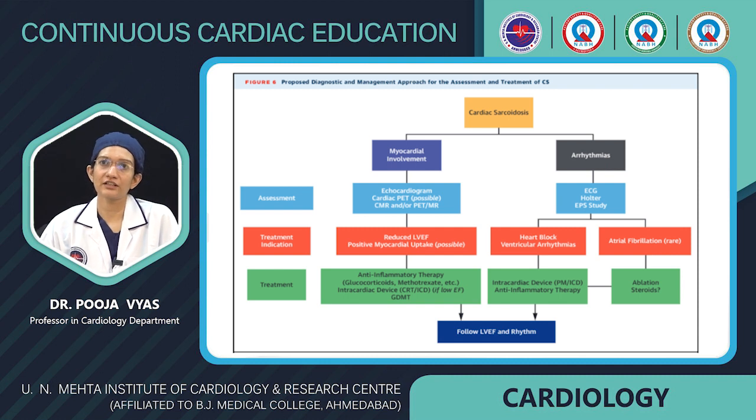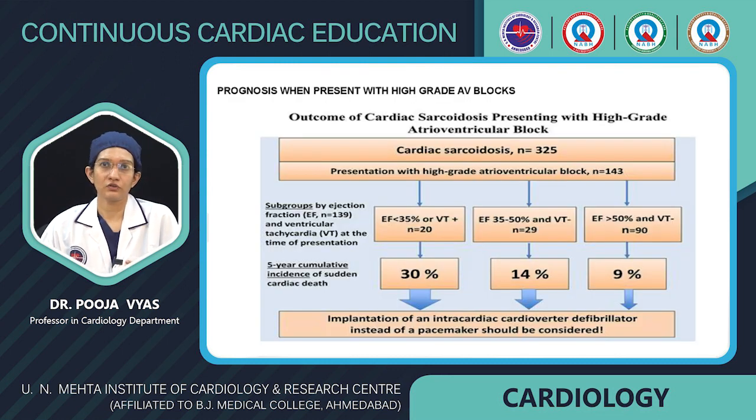And for the patients with atrial fibrillation, either ablation can be given or steroid should be given. So, prognosis of cardiac sarcoidosis when the patient presents with high grade AV block.